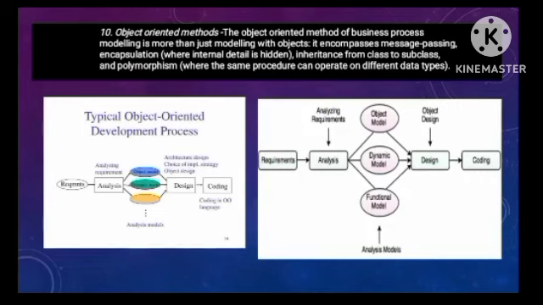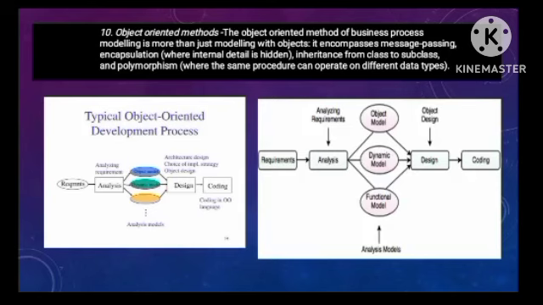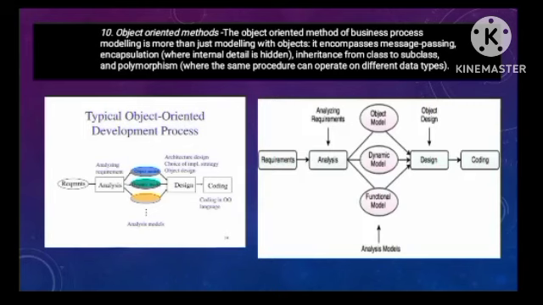So the first image, we have the requirements analysis, which has analyzing requirement, object model, dynamic model, then analysis model. We have the design and the coding. So under the design, we have the architecture design, choice of implementation strategy or object design, and here the last, we have the coding or coding in OO language.